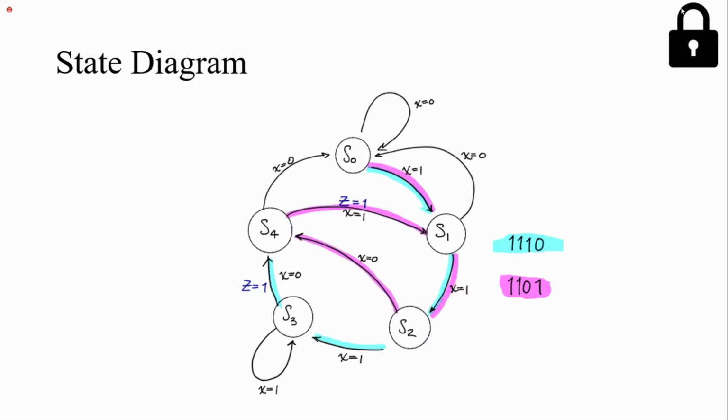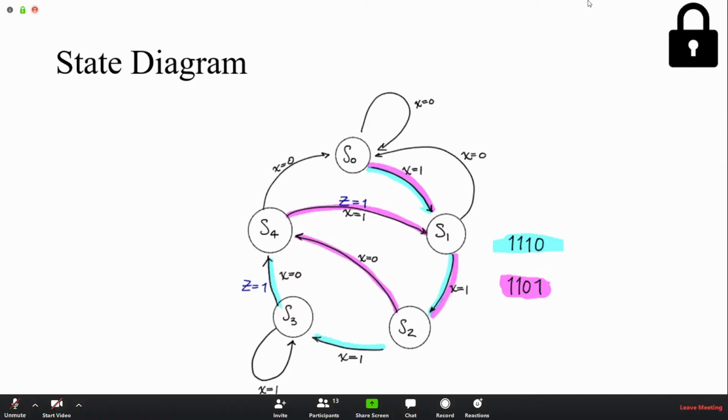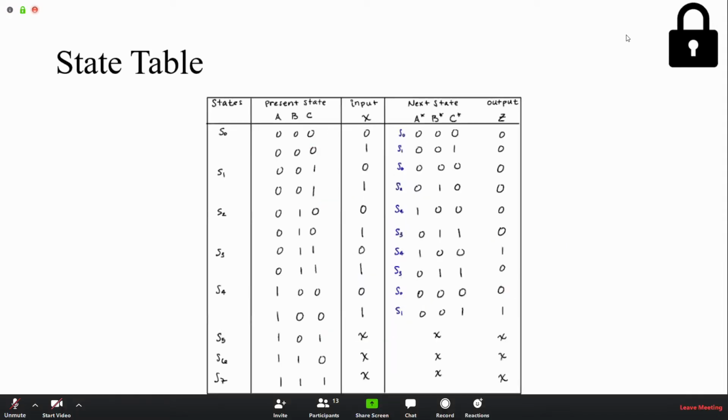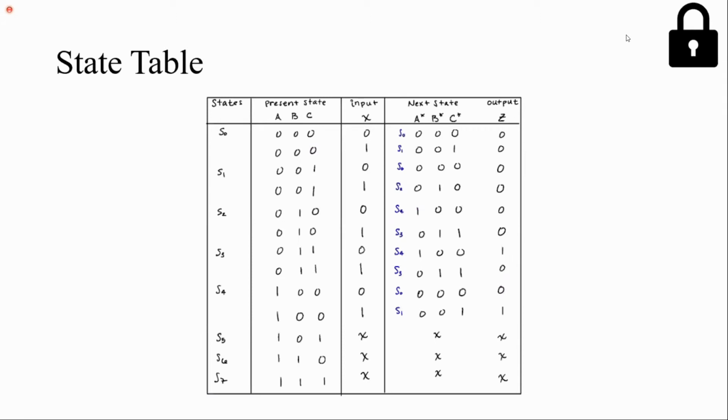So here is my state diagram. I'm using 5 different states. You can see it go through each of the states to detect 1110 and 1101 in blue and pink respectively. So here's my state table. From S5 onward, I just used don't cares because nothing was happening there. And you can see how the output Z goes high twice, which is when the 2 different sequences are detected.